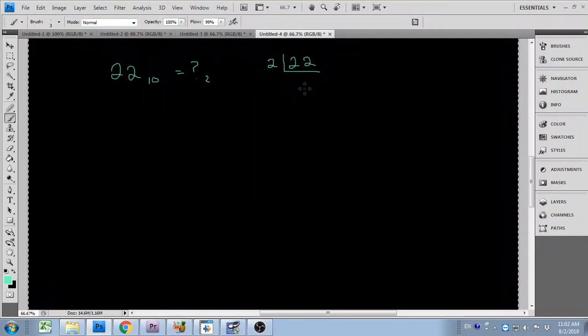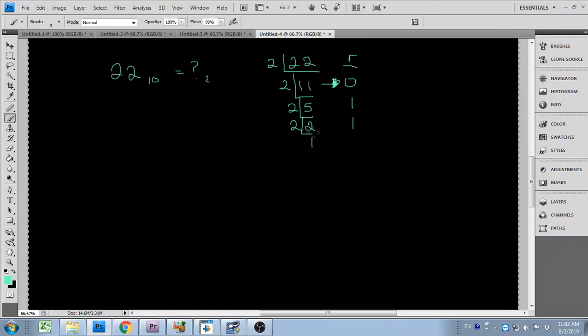So 2 goes in 22 11 times with 0 remainder. So this is our remainder column. Always write the remainder directly across from your answer. Now I'm going to repeat that. 2 goes into 11 5 times with 1 left over. 2 goes into 5 2 times, 1 left over. 2 goes into 2 1 time.